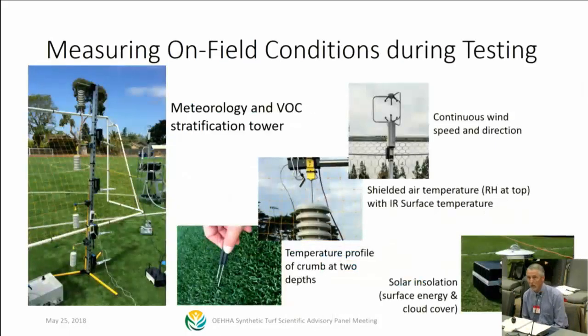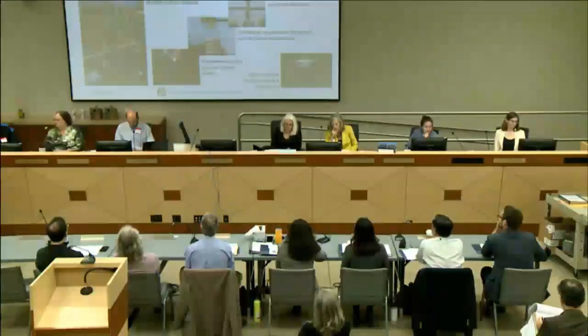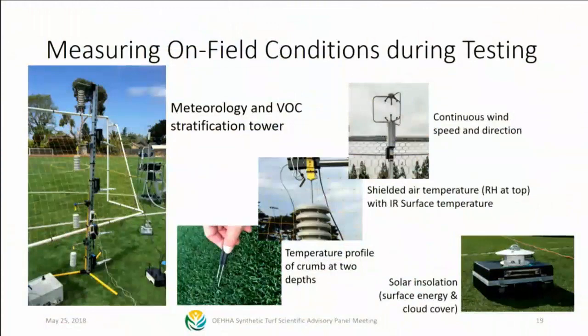So on-field conditions, what did it really look like out there? In addition to the chemical measurements, we did a lot of ancillary measurements just to see what the environment looked like, mostly centered around meteorology and the things that force the temperature. The figure on the left of the screen is a stratification tower that we use to track temperature, starting at the very bottom of the crumb, looking at the probes in the lower center picture.